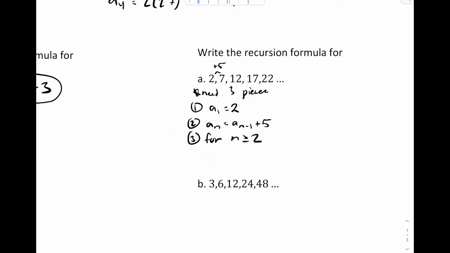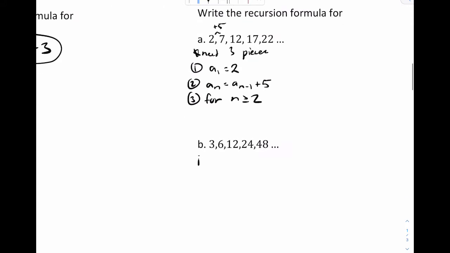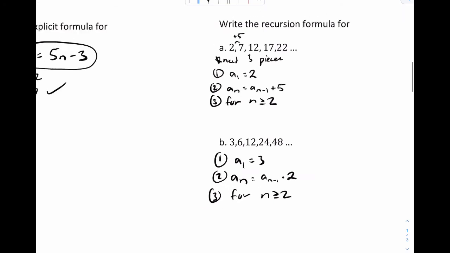So there's your answer. So let's try it again. Define the first term. Write the formula. So I need the previous term and multiply it by 2. And start it at your second term. And we're done.